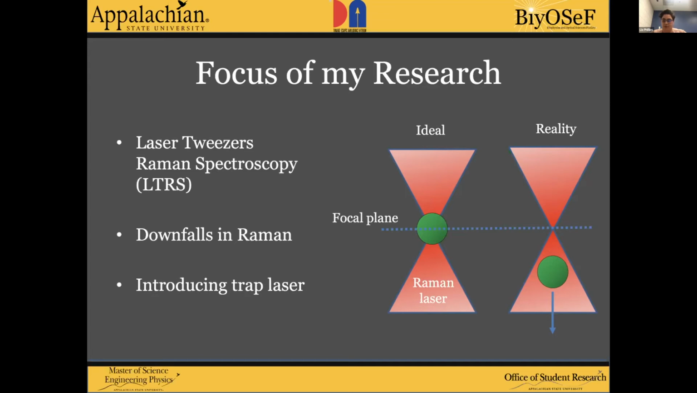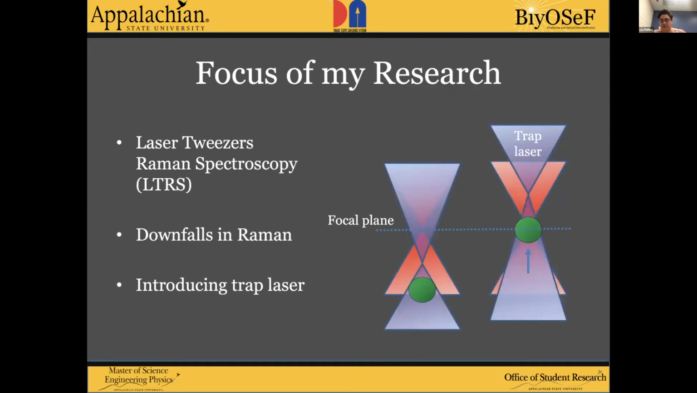Raman signals are already weak because it's only a fraction of what the scattered light is, and it's often overwhelmed by outside noise. So this is where we bring in the trap laser. So what we do is we trap the object that we want to study, and then we can move it back into this focal plane where the signals are maximized. And this increases the return signals and helps diminish outside noise, and it's overall a very helpful technique to utilize.